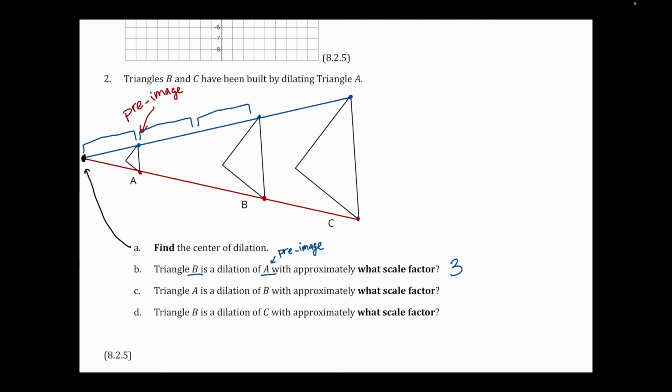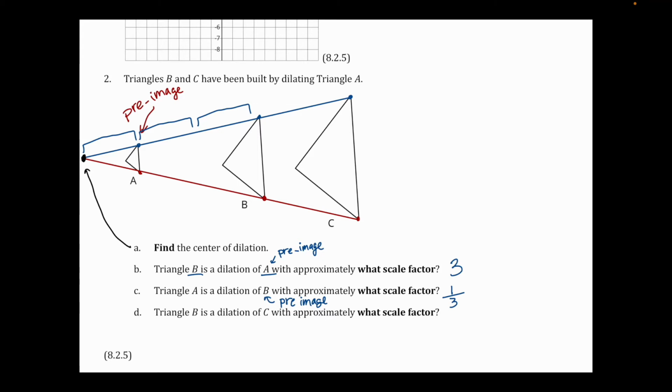Now, if we did that the other direction, and we said A is a dilation of B, that would then make B the pre-image or the original. Which means that instead we are shrinking B down to A. So in this case, that would be the reciprocal or 1/3 as the scale factor here, because it is going to be 1/3 of the distance from the center of dilation as B is.